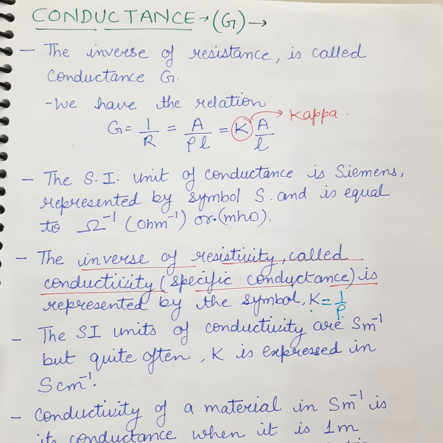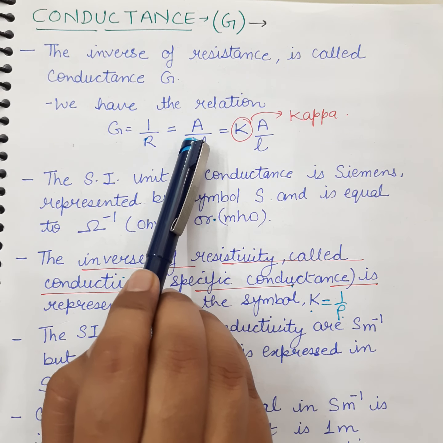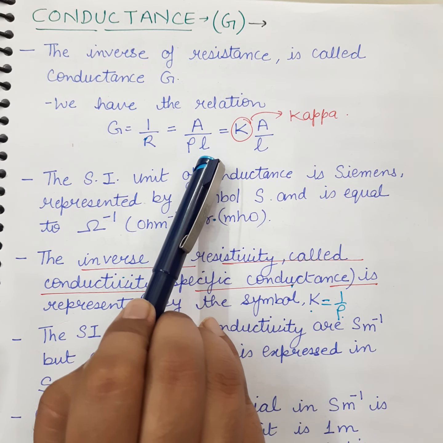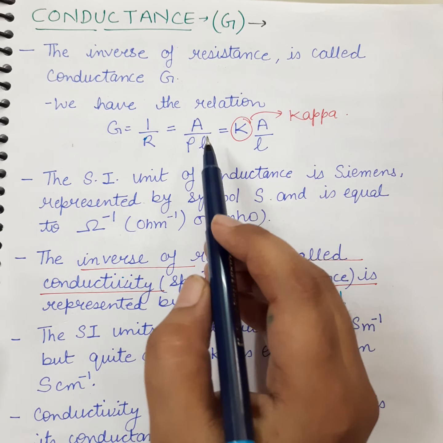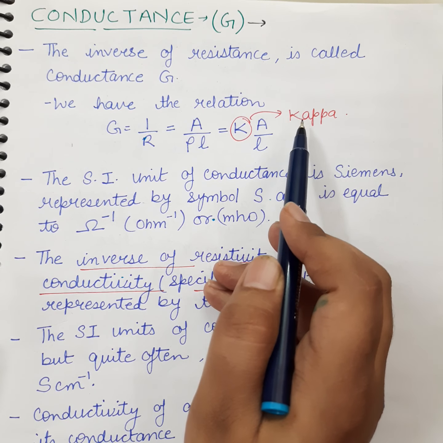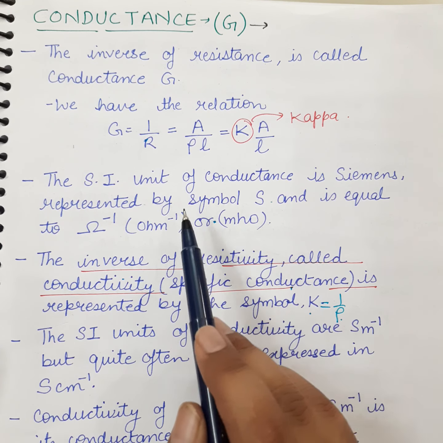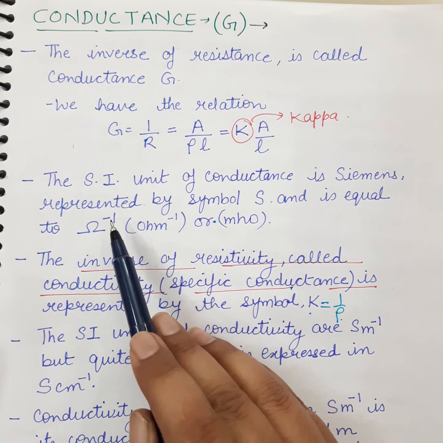Second term is known as conductance, which is denoted by capital G. Basically, conductance is the ease with which current flows through a conductor. The inverse of resistance is called conductance. We write in mathematical form that G equals 1 upon R, and in place of R we can write A upon rho L. Now this 1 upon rho is known as K, which is kappa. So the SI unit of conductance is Siemens. It is denoted by symbol S and is equal to ohm inverse or mho.